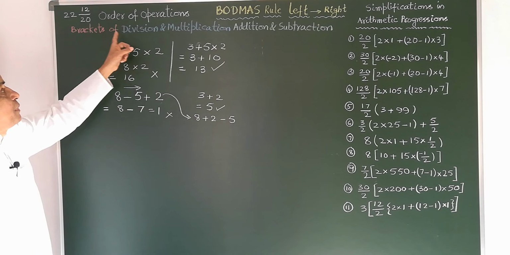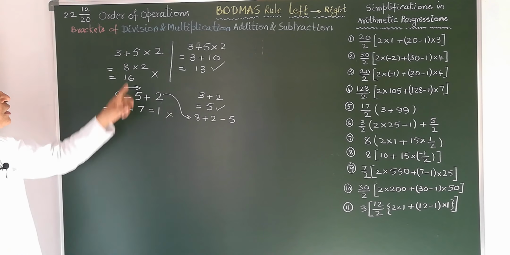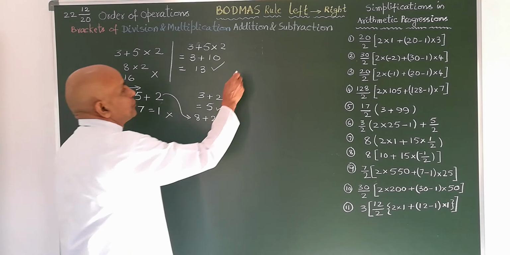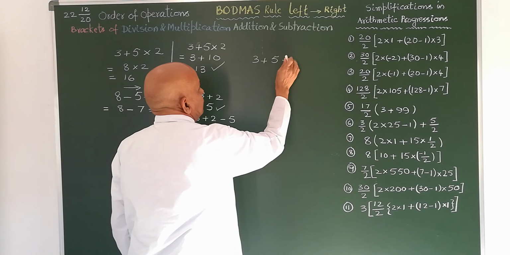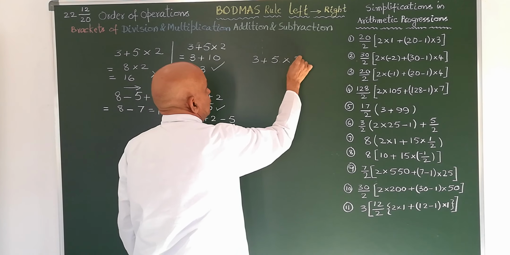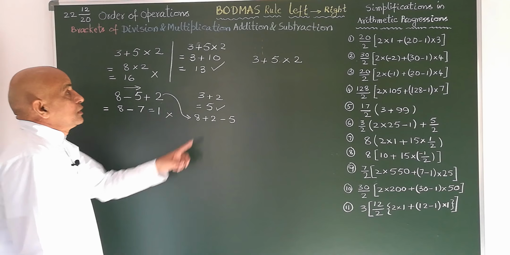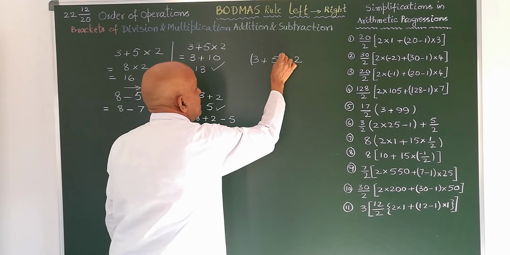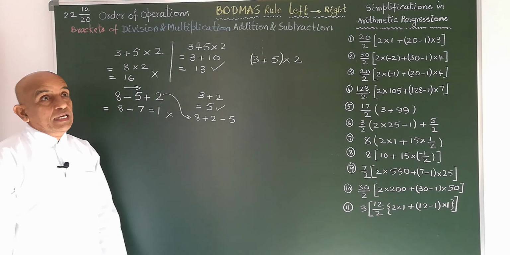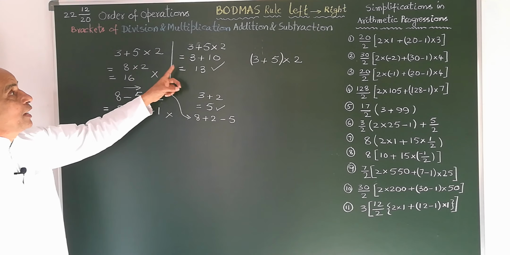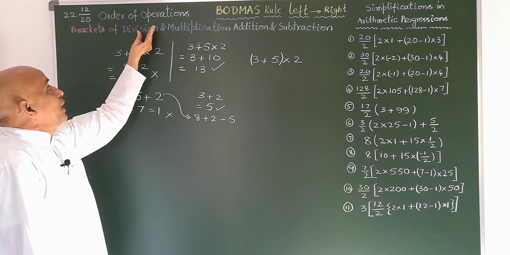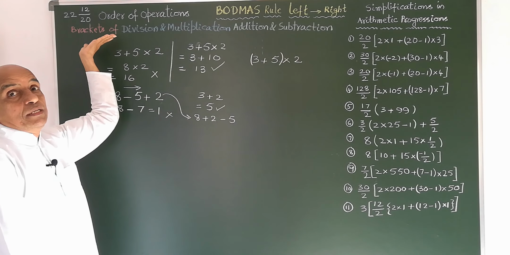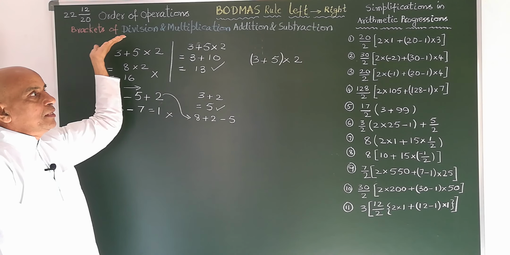Then what is this, brackets? The same problem you take. 3 plus 5 into 2. Suppose I put a bracket here, then you cannot multiply. 5 into 2 you should not do it. First we have to address, we have to open the parenthesis, we have to open the bracket.